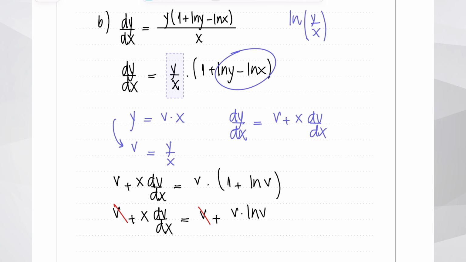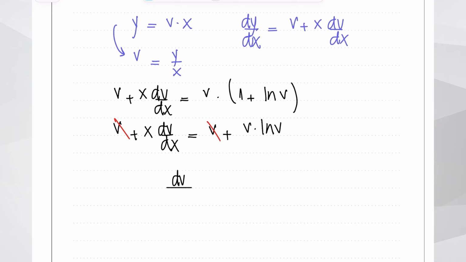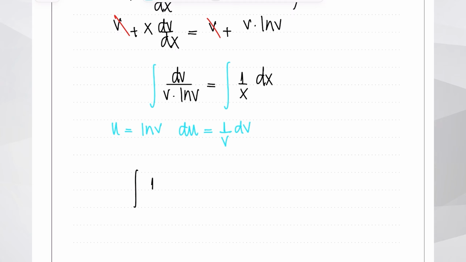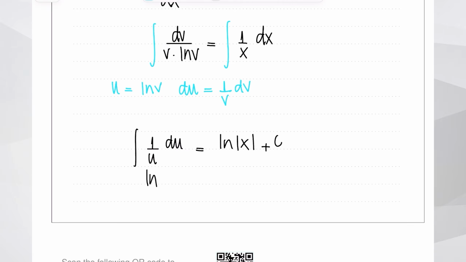We can cancel out the v's and rewrite the left-hand side as dv over v ln of v and the right-hand side as 1 over x dx, which allows us to integrate both sides. Over here we have a substitution where u is ln of v and du is 1 over v dv. Therefore, on the left-hand side, we have 1 over u du. And on the right-hand side, we have the integral of 1 over x, which is ln of x plus c. We can go ahead and place the constant already. So the integral of 1 over u, ln of the absolute value of u, equals ln of x plus c.